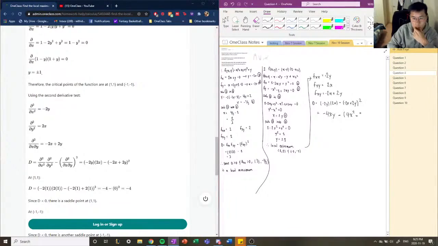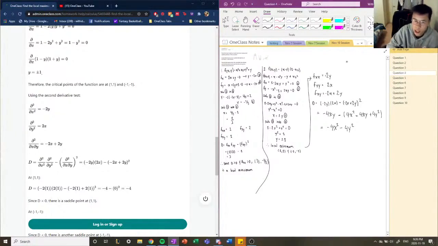minus 4xy, and this should equal plus 4y squared. Yes, okay. Cool. So we're going to plug in our values now, our saddle points here. Let me simplify this too. So negative 4x squared plus minus 4y squared, because this and this cancel out here.